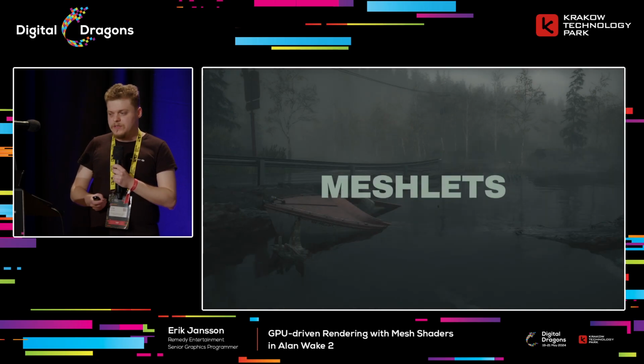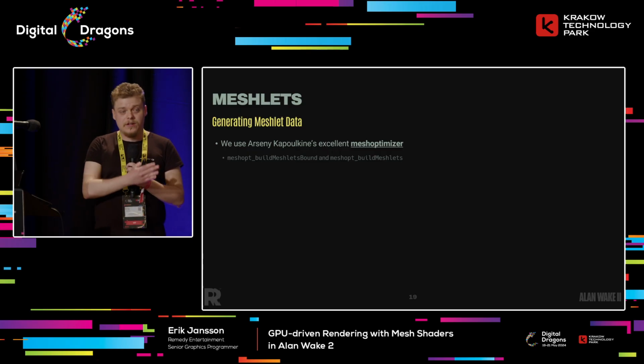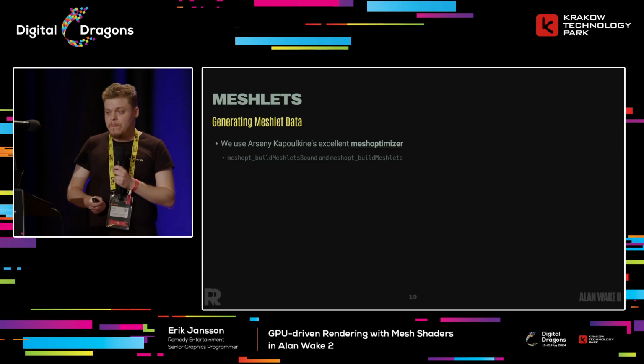So on the topic of meshlets, let's actually talk a bit about meshlets. This is the new primitive that you need to be able to render using mesh shaders. So how do you generate them? And this is actually very simple. You just use a library. We use the excellent library by Arseny Kapulkin. It worked pretty much out of the box for us.